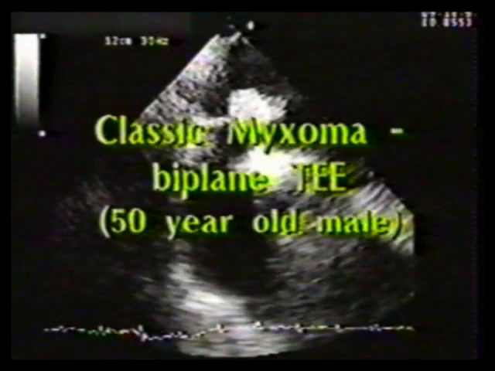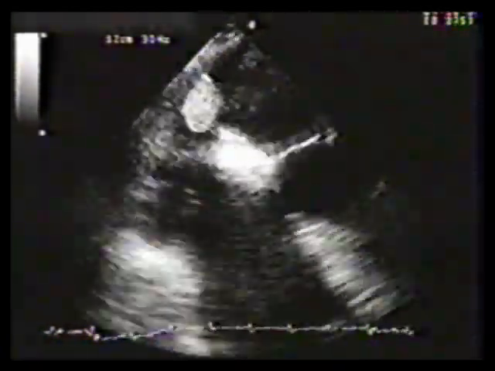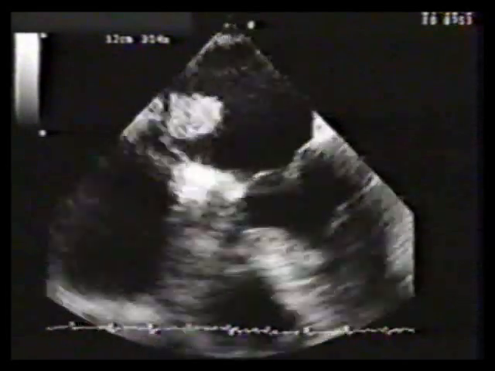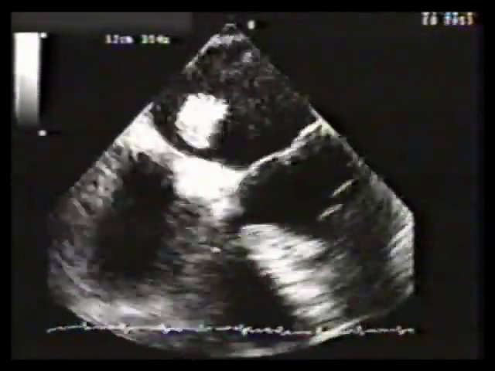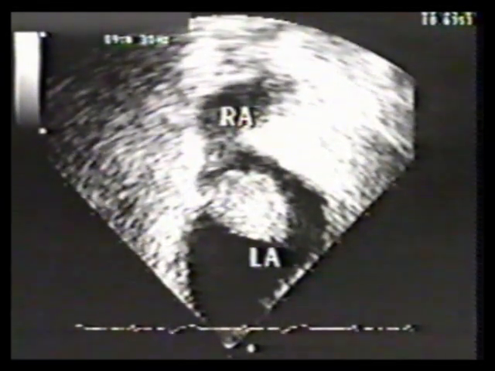This is another example of a classic atrial myxoma, which is diagnosed only on transesophageal echocardiography. The transducer is in the esophagus adjacent to the left atrial cavity. Note that there is a small tumor confined totally to the left atrial cavity and attached to the valve of the fossa ovalis. In the sagittal plane, with the transducer adjacent to the left atrium, note that this small pedunculated atrial myxoma is attached to the valve of the fossa ovalis.